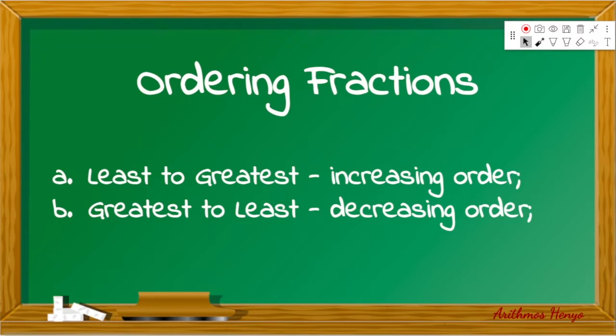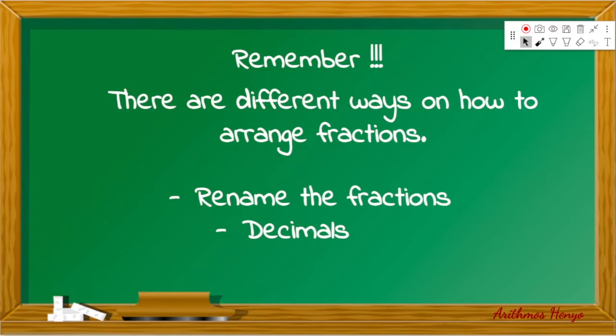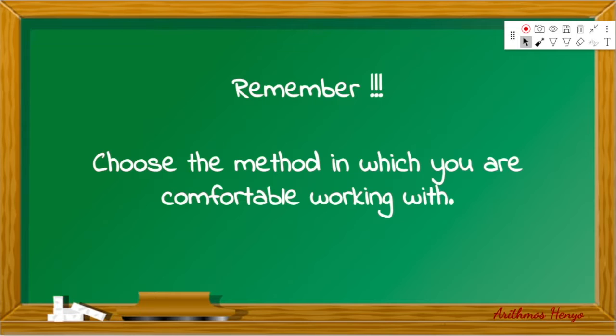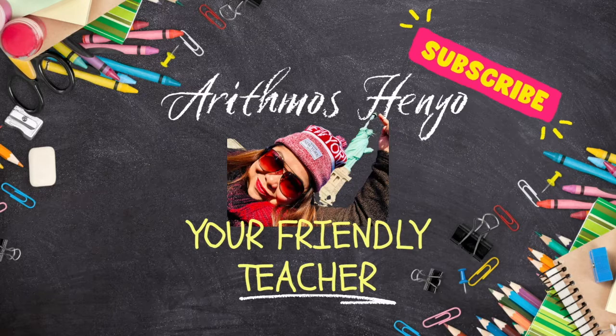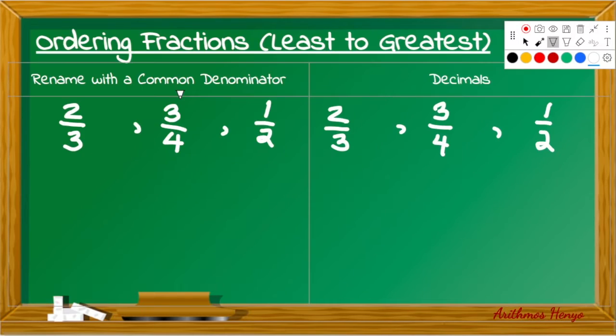In this video, I will cover how to order fractions from least to greatest or greatest to least by renaming the fractions with a common denominator and converting them to decimals. But you can choose the method in which you are comfortable working with. Let's start with this example.